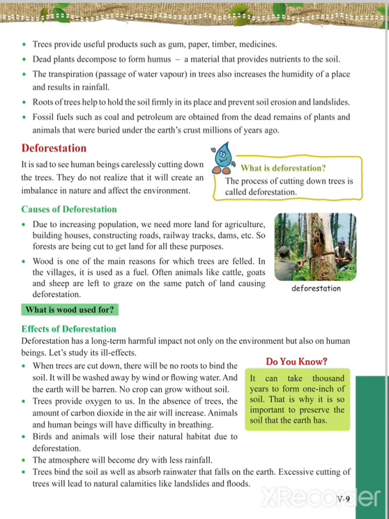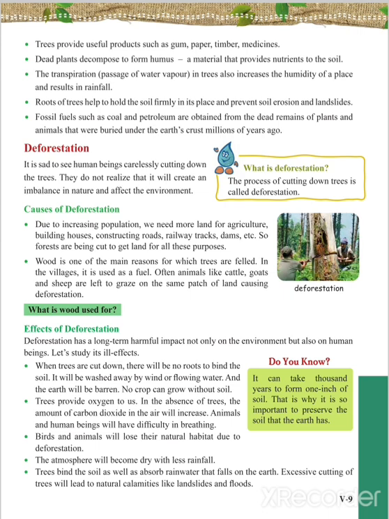Trees bind the soil as well as absorb rainwater that falls on the earth. Excess cutting of trees will lead to natural calamities like landslides and floods. These and many other effects of deforestation will directly or indirectly affect human life. So we need to reduce the cutting down of trees.